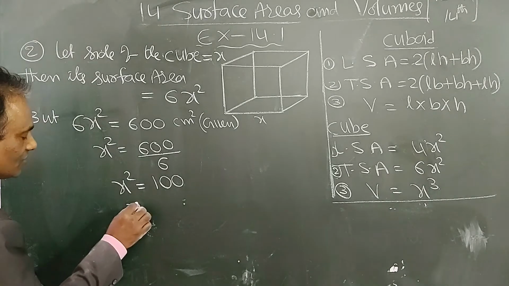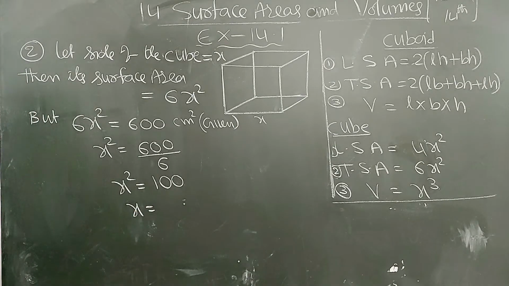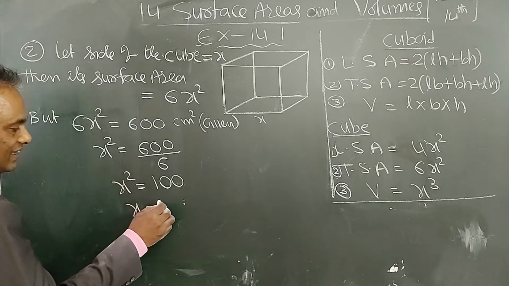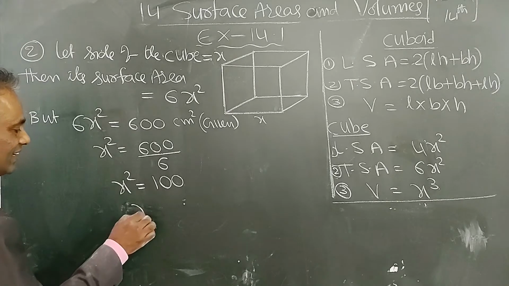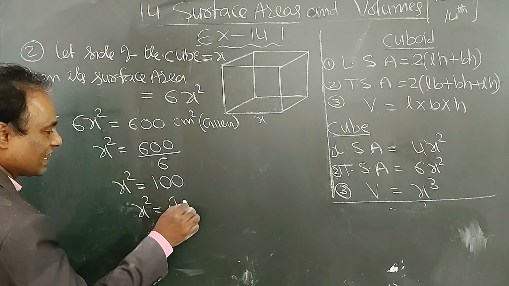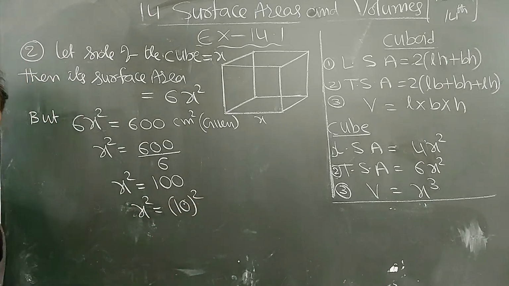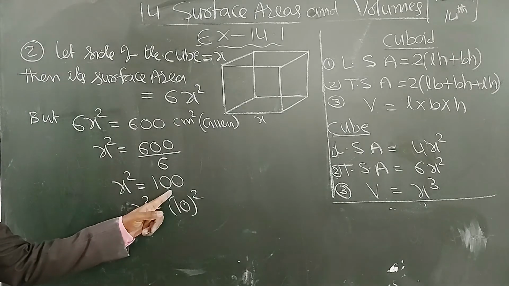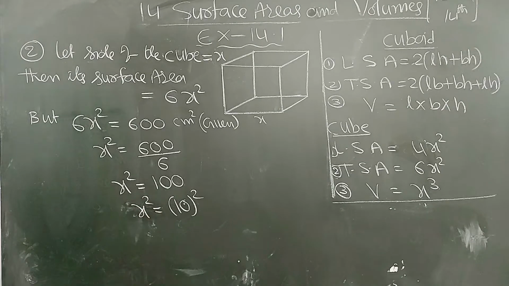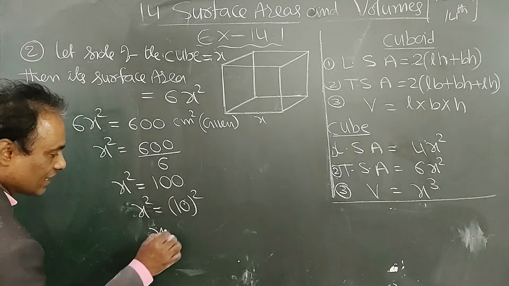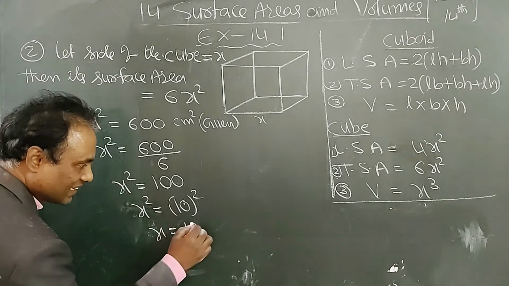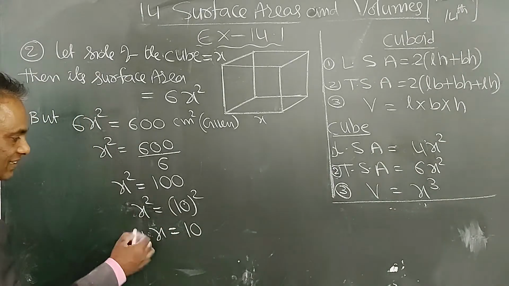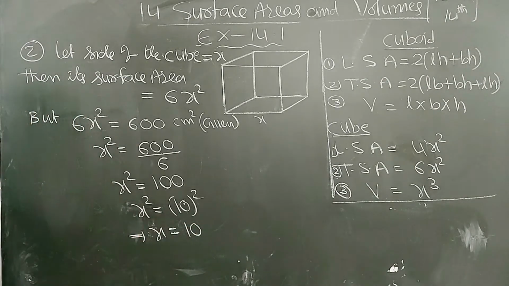x is equal to, if you remove the square, x square is equal to 100 can be written as 10 square. 10 into 10 is 100, and 10 into 10 is 10 square. Square and square are the same. So what is the x value? 10. x is equal to 10.